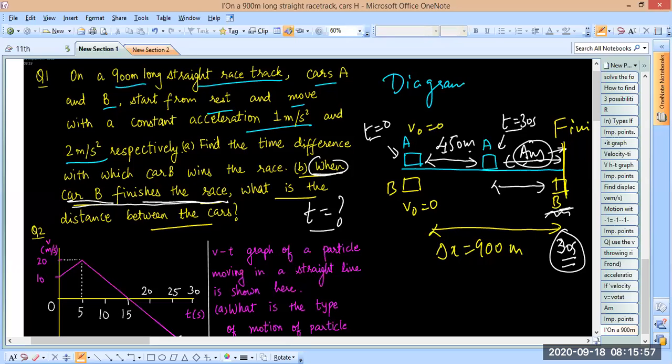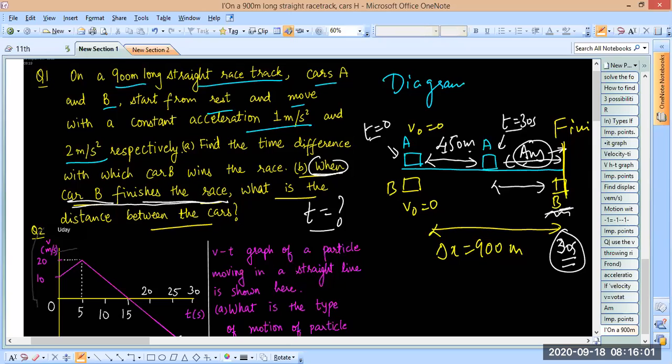Can we find the second answer by delta x equal to... Princey, what is that 10 for?